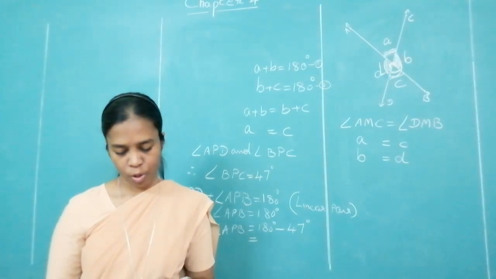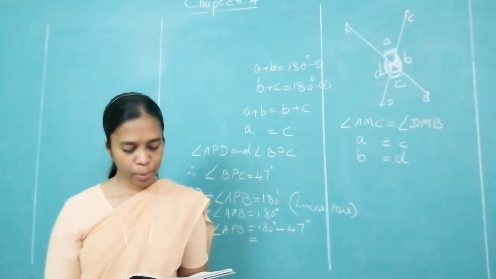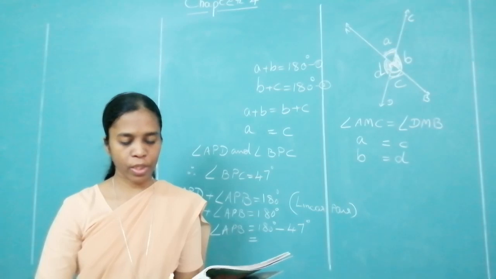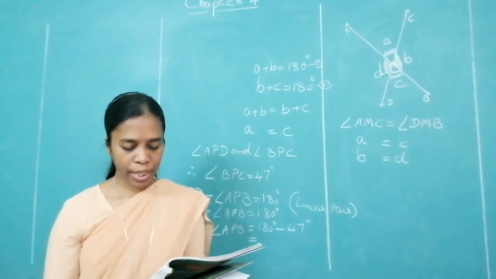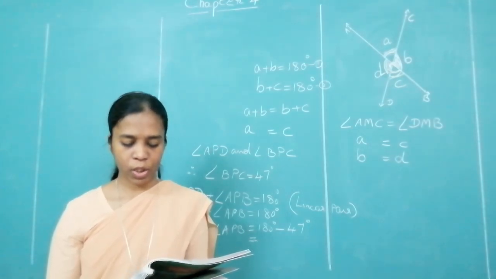Okay. We go for the next question. Question number 2. Lines PQ and RS intersect at point M. Please look at the diagram. Angle PMR is x degrees. What are the measures of the others?